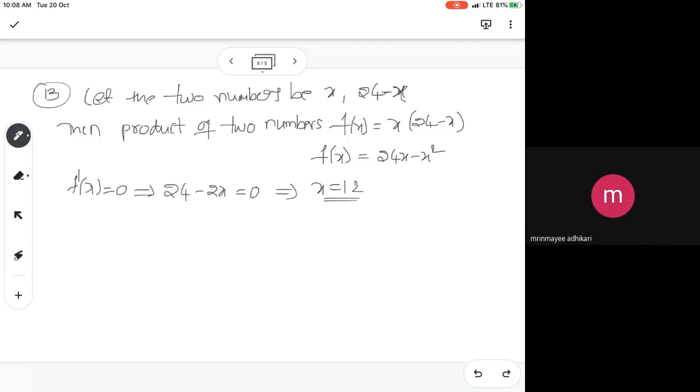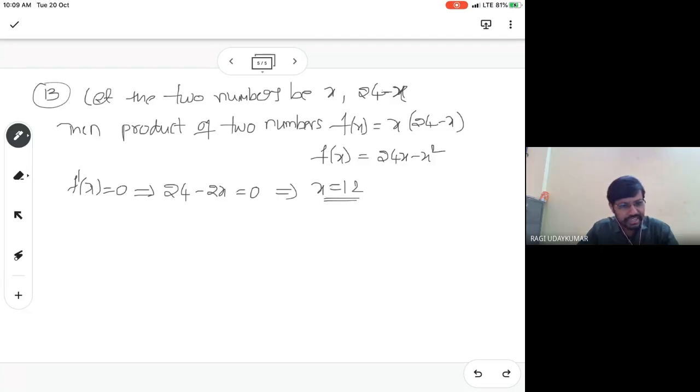Real numbers. The set of real numbers, because it's a polynomial function. It's a polynomial function, so the set of real numbers will be the domain of the given function. If you take this into consideration, real numbers are not a closed interval. And moreover, here it is better to use the second derivative test.